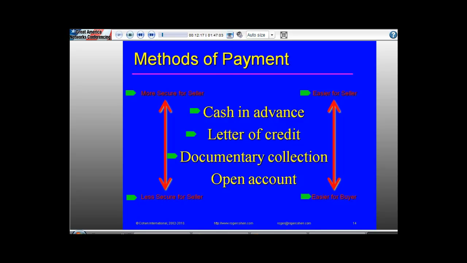And of course, the easiest way for a seller is to receive an open account, and then the seller will simply give the buyer an invoice and say, please pay us. Of course, that's the riskiest proposition for the seller.